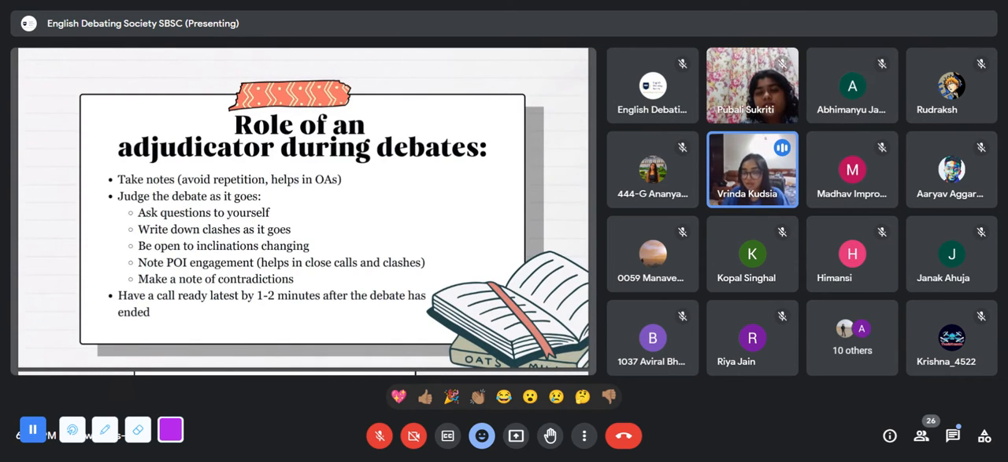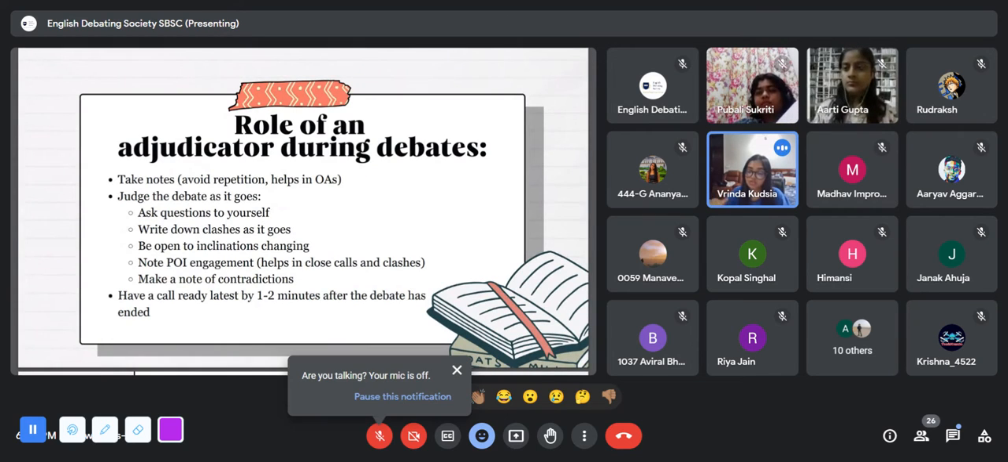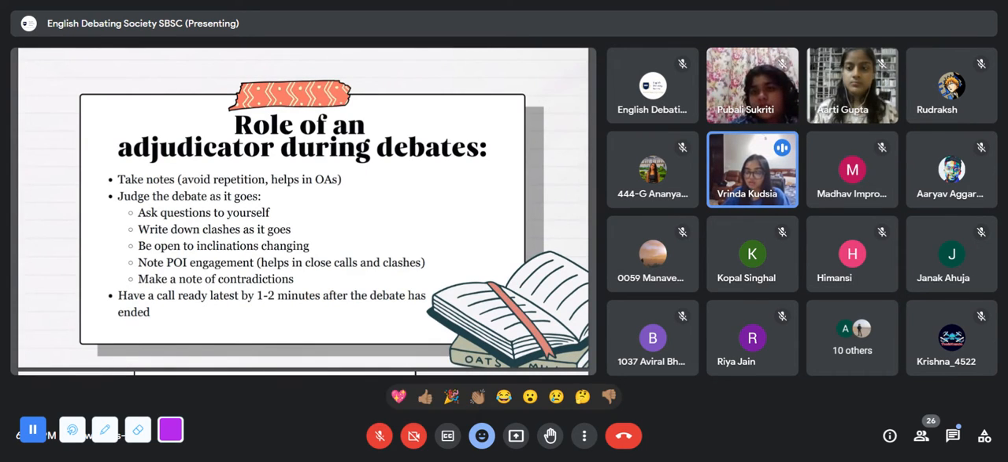Then you usually have 7 minutes to come up with your decision and your call, and 7 minutes to go ahead and explain or give justifications for that call, i.e., which team won and why. What we would suggest is that you take a minute or two once the debate has ended to decide your call in and of itself, because once you're done deciding the call, you're going to have to spend more time on other stuff as well, which is why it's suggested that you try to come up with your call quickly.